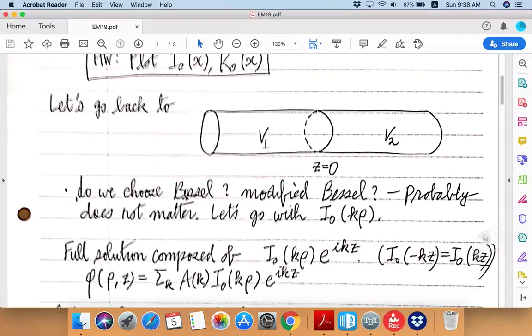Then we have to choose this rho to be the radius of the cylinder, because that's where we know the value of the potential exactly. So on this side, where z is less than 0, you have the potential on the surface of the cylinder equal to V1. And on this side of the cylinder, you have the potential equal to V2.